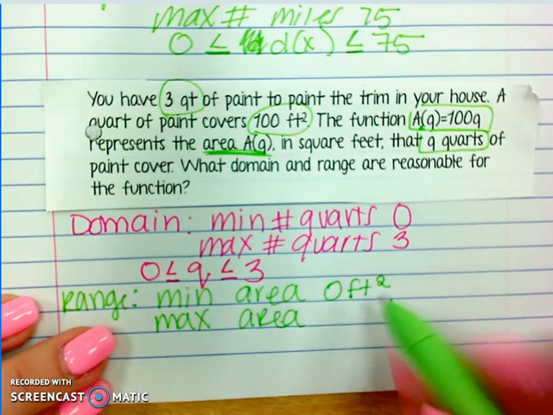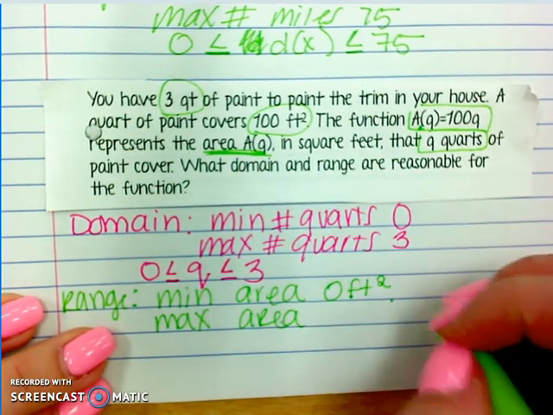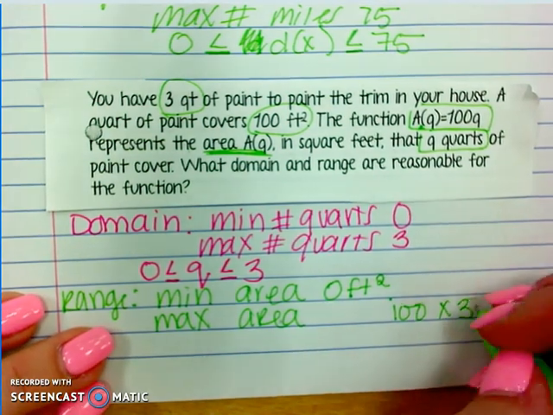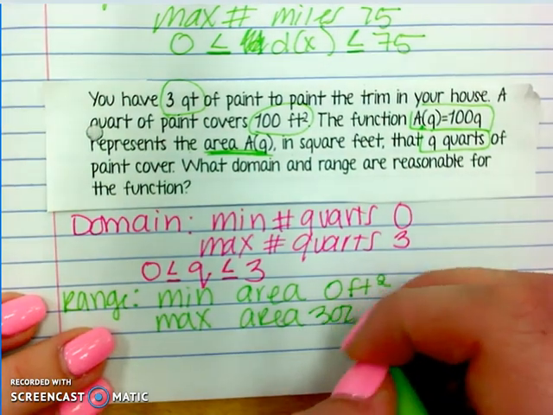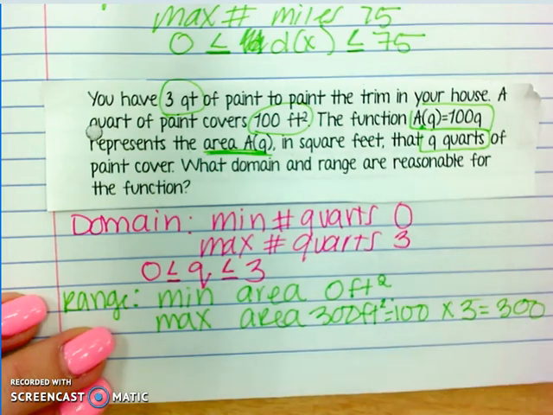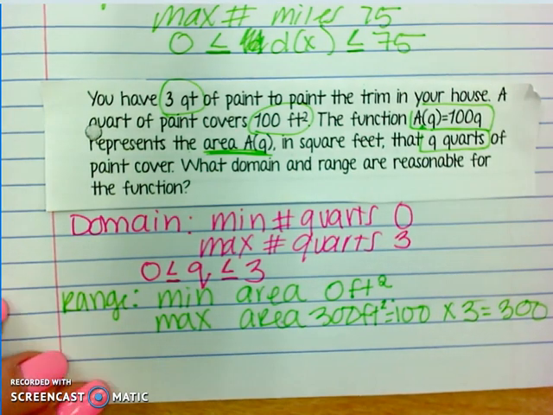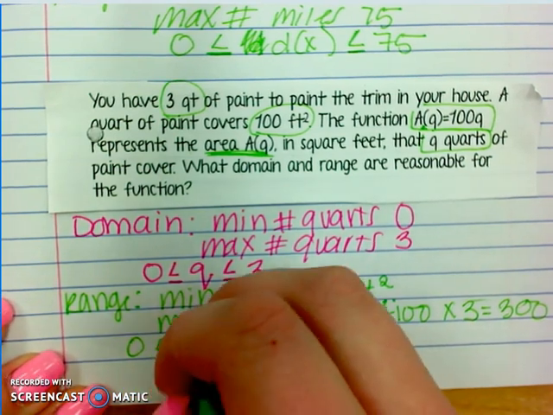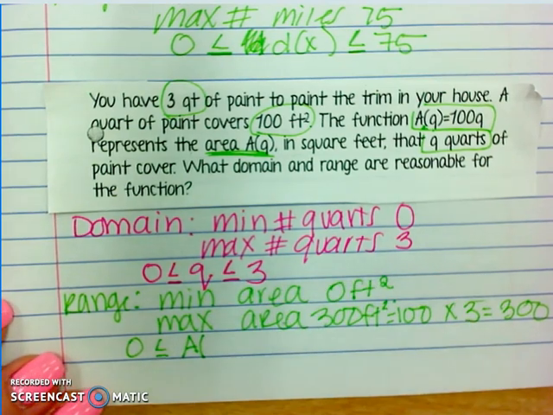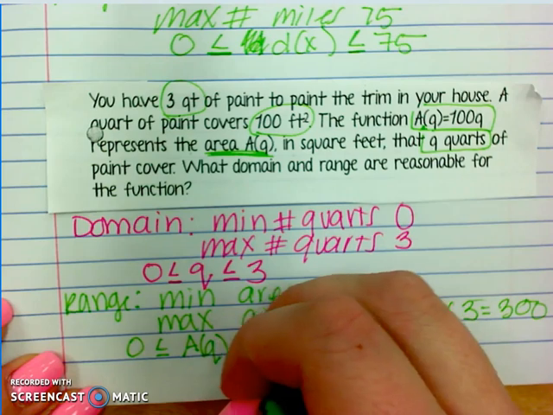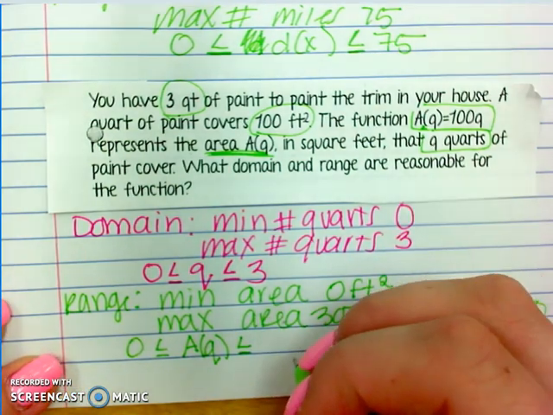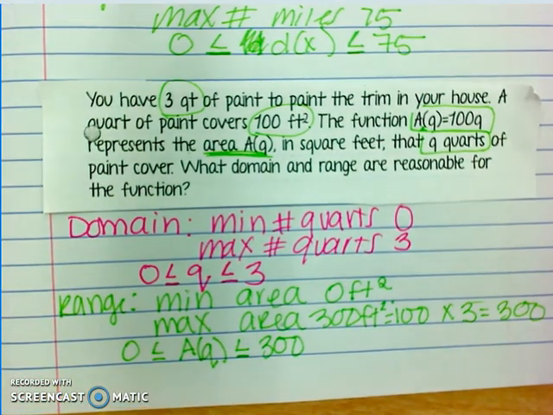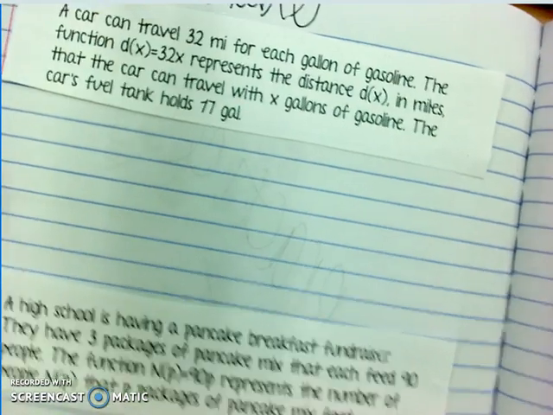area, well, if 1 quart is 100 times 3 quarts, I have potential of 300 square foot of area that I could paint with that 3 quarts. So 0 is less than or equal to A of Q, which is less than or equal to that's 300. Okay, now we're going to move on to the other word problems.